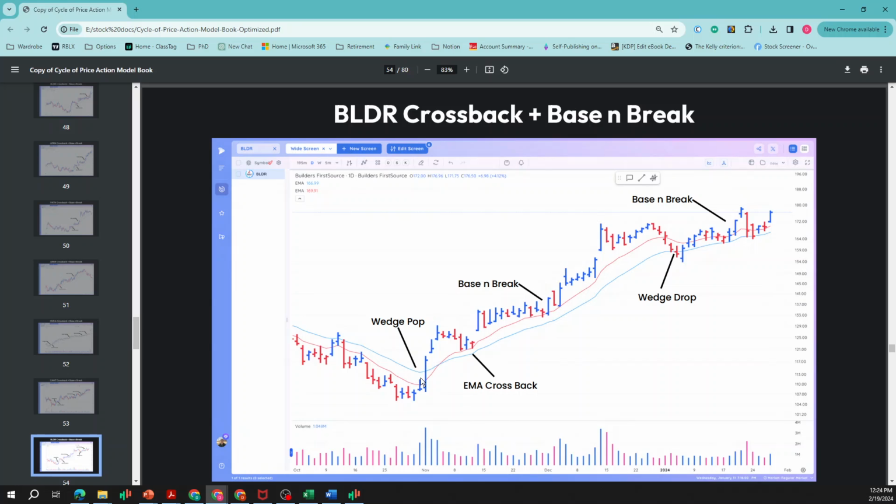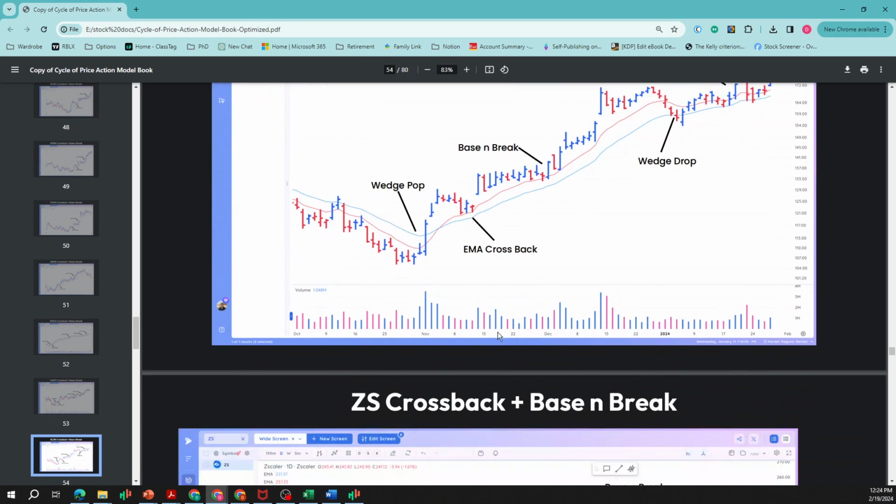You can see a wedge pop is where it pops back through the moving averages. You have these moving averages sloping lower, and then a strong price and volume push back up through them, which is why it's called a wedge pop. This is the wedge, and it's popping up back through the moving averages. Then the first crossback is the EMA crossback, and then you get your basin breaks. These are basically longer. Usually an EMA crossback is a shorter term pullback, whereas a basin break tends to be a slightly longer pattern.